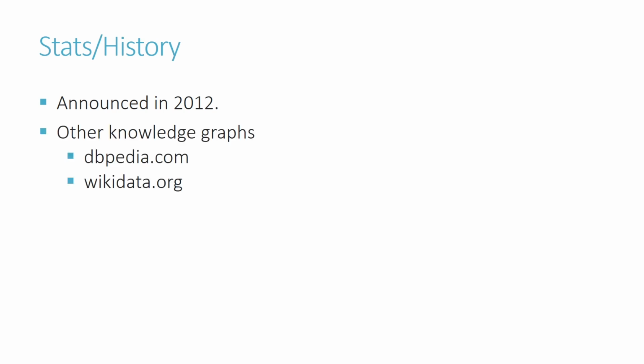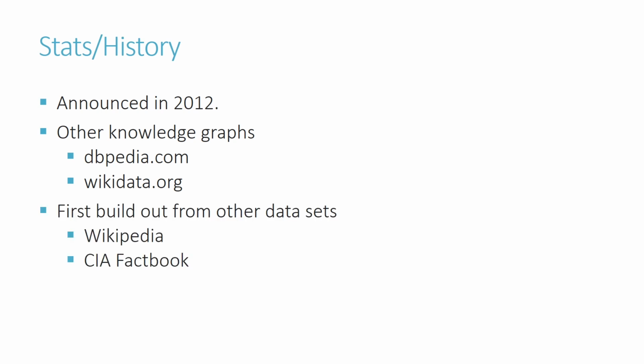Let's quickly go through a bit about history. Google announced its knowledge graph on May 16, 2012. There are many knowledge graphs in the world. The Google Knowledge Graph is just one. Others include dbpedia.com, wikidata.org, etc. Google is known to have built out its knowledge graph initially from other datasets including Wikipedia and the CIA Factbook.